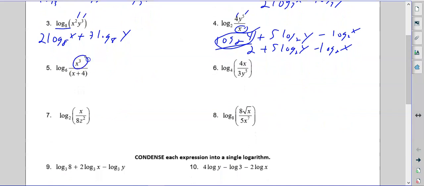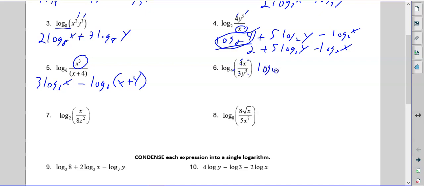Right? Again, this is going to be distributed front. So we're going to have 3 log 6 of x minus, because the x plus 4 is on the bottom, log 6, and make sure you put this in parentheses, very important, x plus 4. On this one, we're going to have 1, 2, 3, 4 items with that 5 moving out in front. And 4 to the 4 is going to be a special situation.